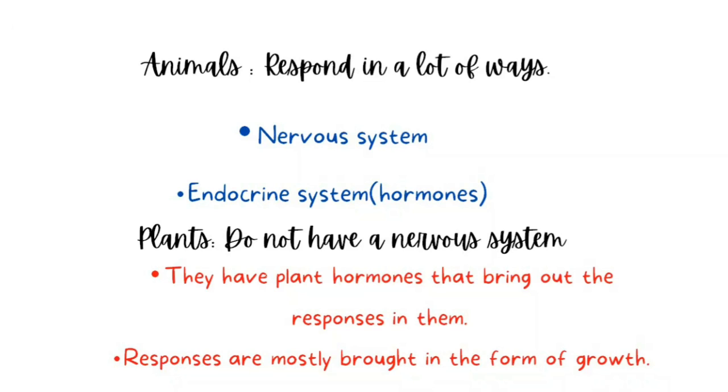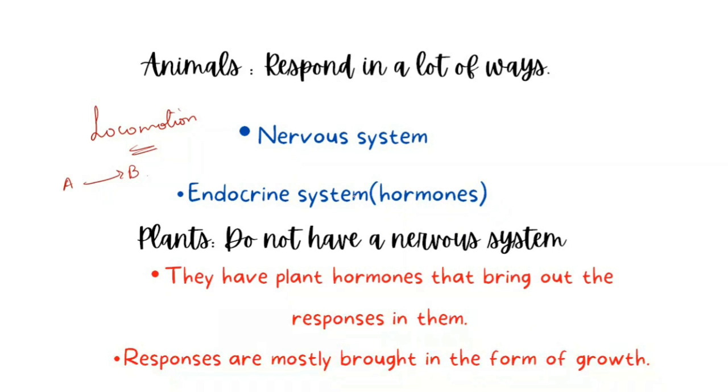Since animals move from one place to another, that is, they show a property called locomotion, they have a well-developed nervous system and endocrine system, especially in multicellular organisms.